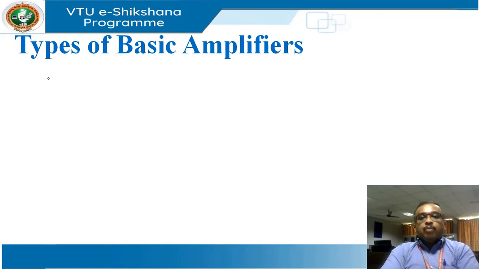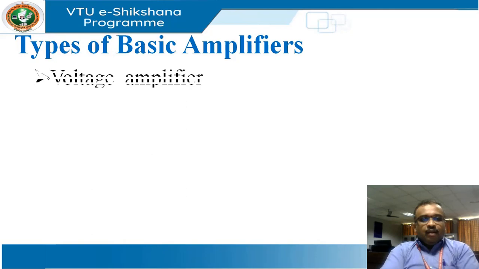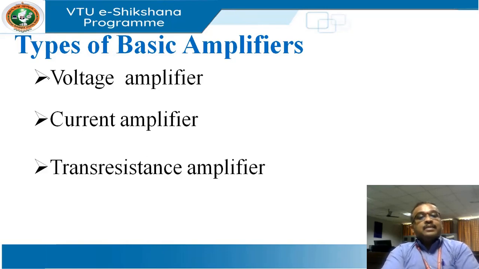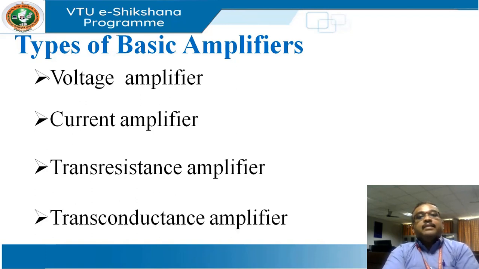So before we get into the topologies, we must be in a position to know what the basic types of amplifiers available are. Anybody can name those? Probably we are very familiar with what is called a voltage amplifier, and we always think that that is the only kind of amplifier available, but we are wrong. The first type is anyways a voltage amplifier, but other than this, we also have something called a current amplifier. Then the trans resistance amplifier. Probably none of us would have heard about this. Trans resistance amplifier. And lastly, the trans conductance amplifier.